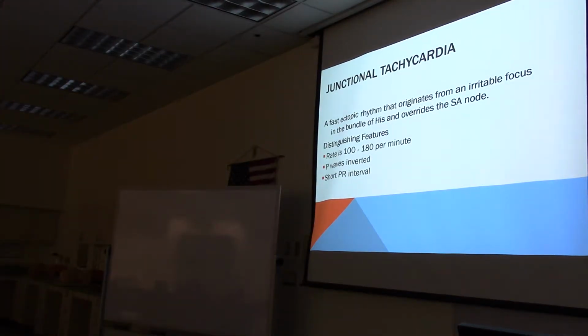And it can start going real fast if there's an irritable focus near the AV node. Like here it's saying the irritable focus is in the bundle of His. And it gives you a rate of 100 to 180 per minute. Again, your P waves will be inverted, and there will be a short PR interval.